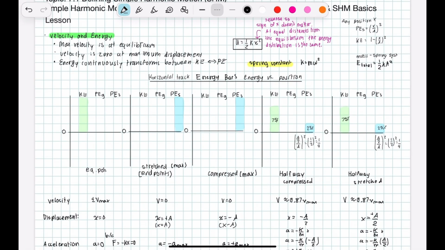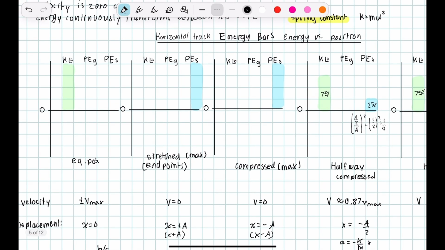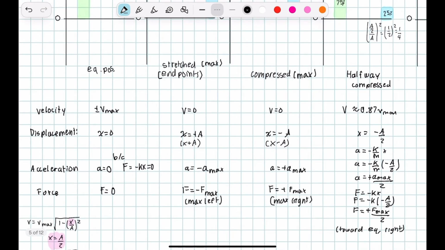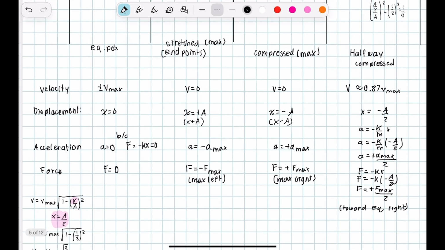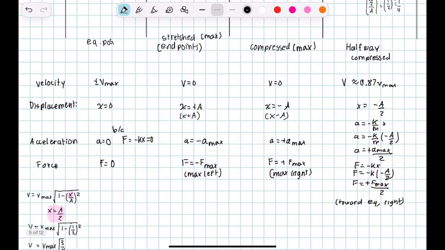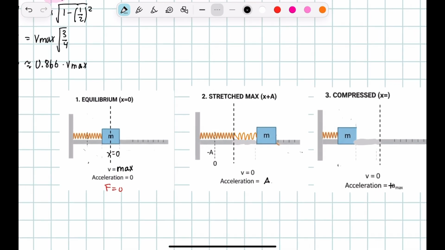So we can see at the equilibrium position, the kinetic energy is at its max. There is no potential energy, and we can also see the velocity will be plus or minus max. The displacement will be 0, the acceleration will be 0, and that's because the force is equal to 0, so that means negative kx is equal to 0, so there's no acceleration. So we can see that down here it is at its equilibrium position.